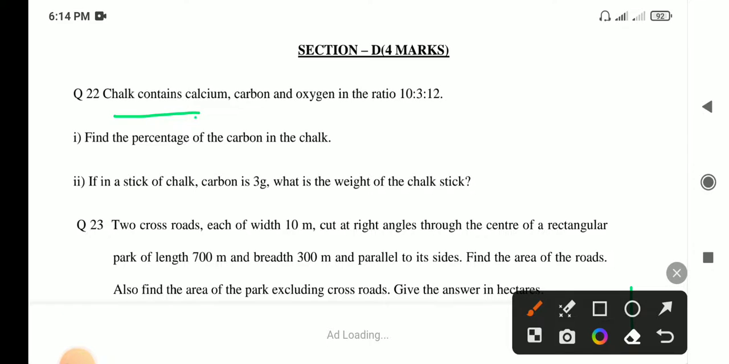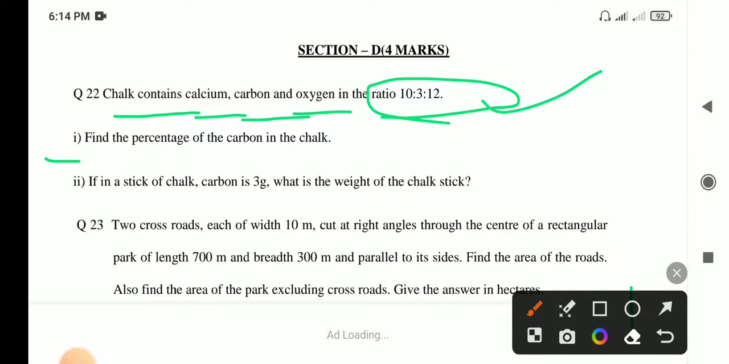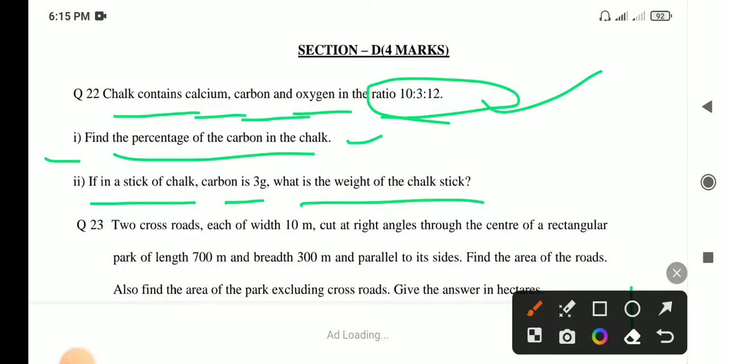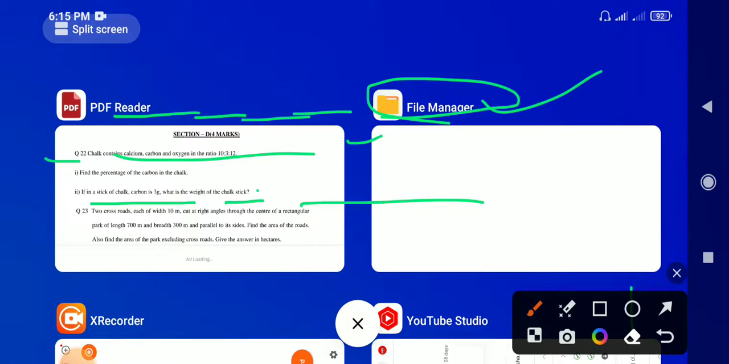Chalk contains calcium, carbon and oxygen in the ratio 10:3:12. And what do we do with this question? Find the percentage of the carbon in the chalk, and in a stick of chalk, carbon is 3 gram. What is the weight of the chalk stick? Okay. Now question 23. Let's see question 23.